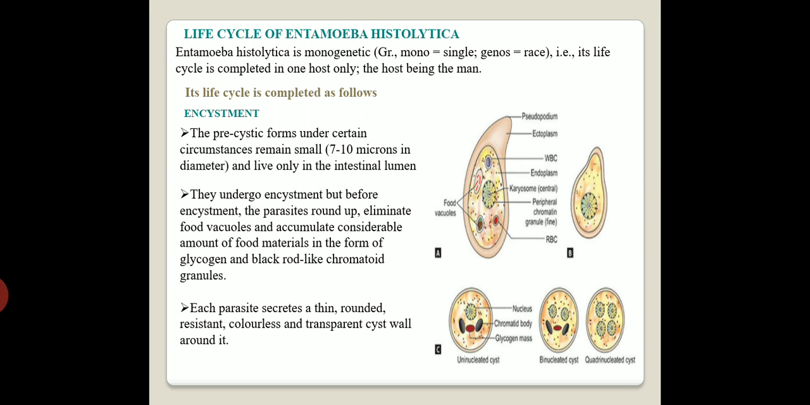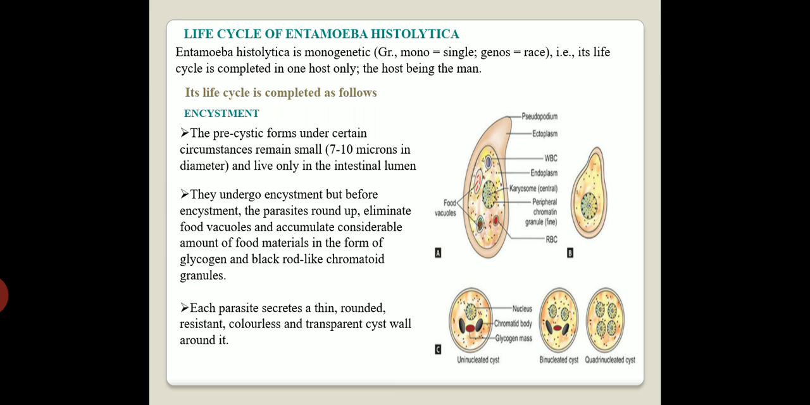Coming to the life cycle of Entamoeba histolytica, you already know about this. It is monogenetic. Mono means single, genos means race. That is, its life cycle is completed in one host, the host being man. In this picture, you can clearly see the life cycle of Entamoeba histolytica.